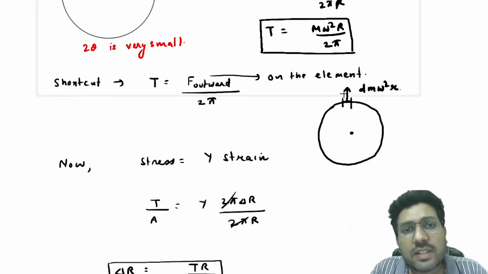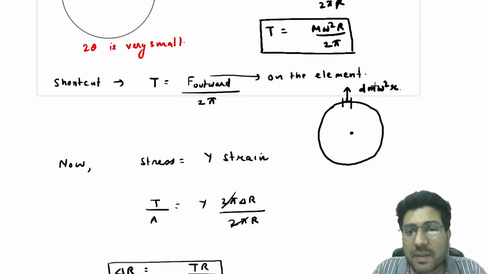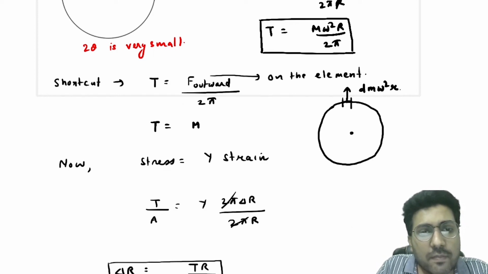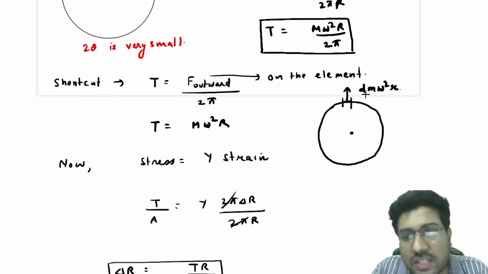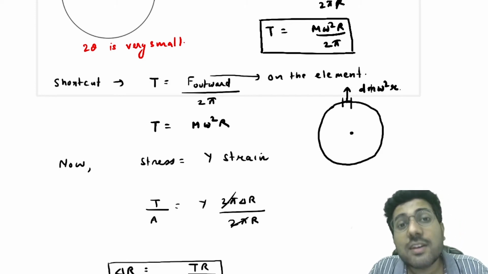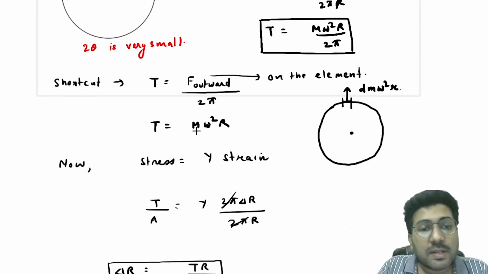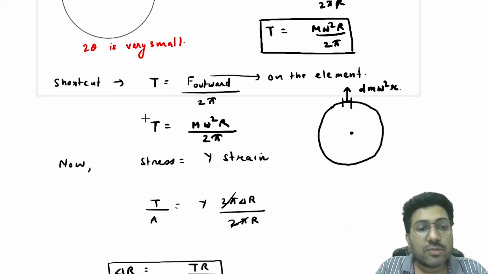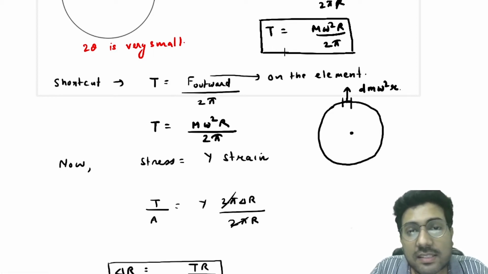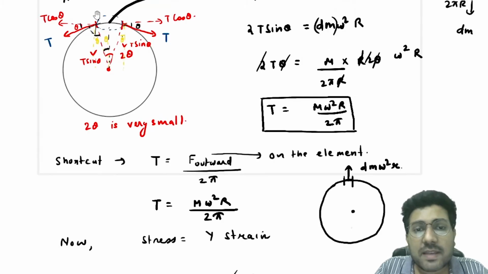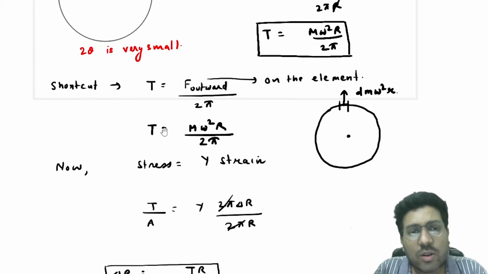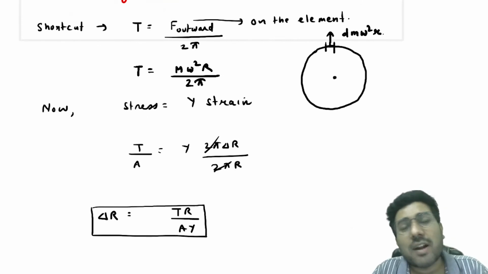Just what you have to do is replace this dm with total mass. When you replace this dm with total mass, you will get T is equal to m omega square r divided by 2 pi. So this is the tension that we got using the element method. Okay, but this is the shortcut. If you can remember, tension in ring is always equal to F outward upon 2 pi. In fact, this is valid for half ring or quarter ring or an arc also.